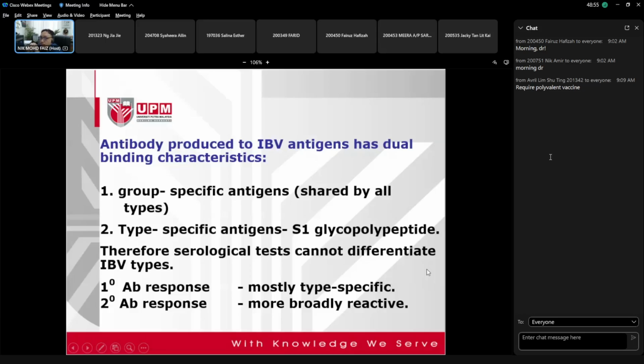Antibody produced by IBV antigen has dual binding characteristics. Okay, number one is group-specific antigen shared by all types, and number two is type-specific antigen, which is on the S1 glycopolypeptide. Therefore, serological tests cannot differentiate IBV types. Okay, usually kalau serologi tu you tak boleh differentiate tu ni serotype mana. So they produce these two types of response. Type 1 primary antibody response is mostly type-specific, and secondary antibody response is usually broadly reactive to specific serotypes.